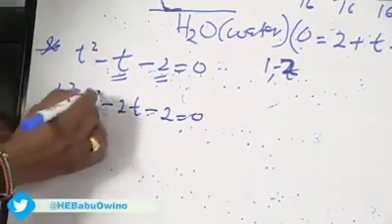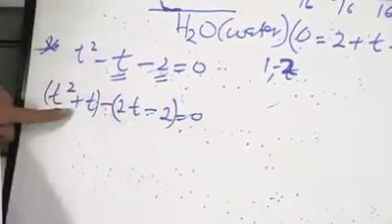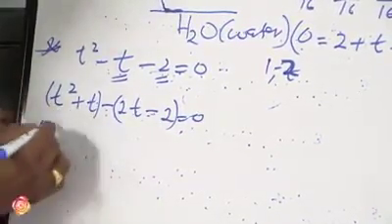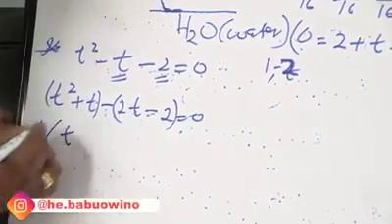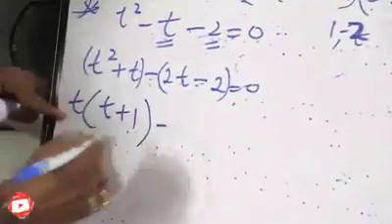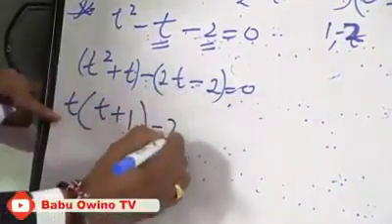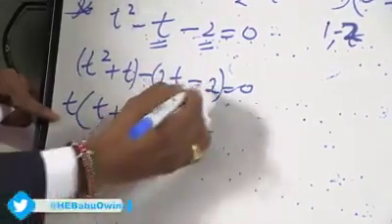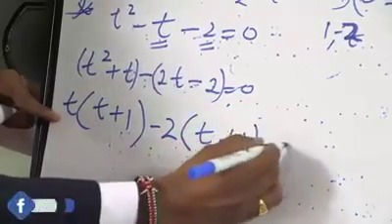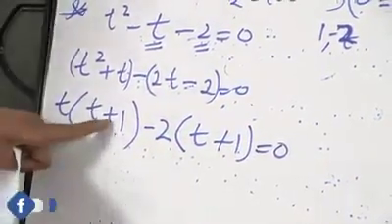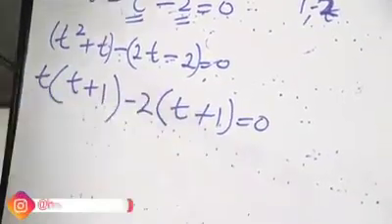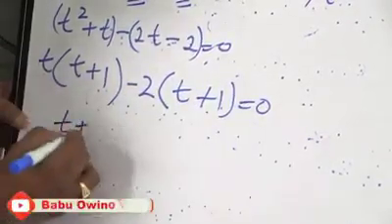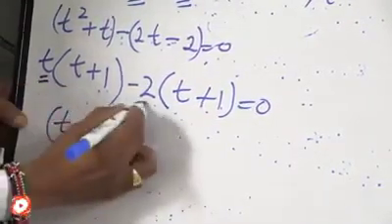Then we have the first part of the equation and the second part of the equation. We factor t out because t is common in the first part. Therefore, t into t squared, you get t. t into t, you get plus 1. Minus, the common factor here is 2. 2 into 2t is t, then 2 into minus 2 is minus 1, equals 0. Because we have in our bracket, you can see clearly we have a common factor of t plus 1.